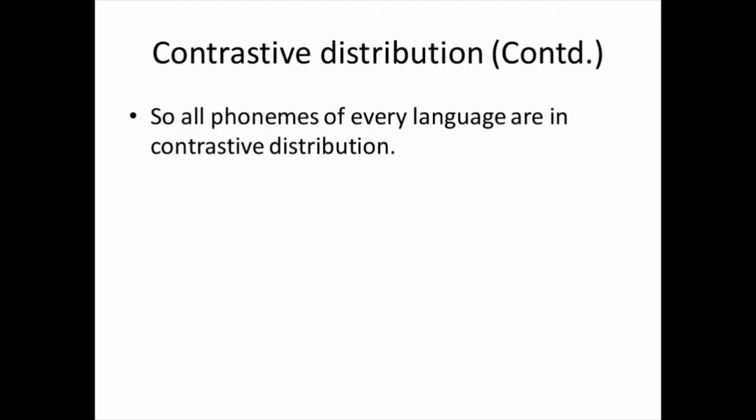So, all phonemes of each and every language are in contrastive distribution. And what it means is if we change any for the other, the meaning of a word can change. So we say they are all in contrastive distribution.